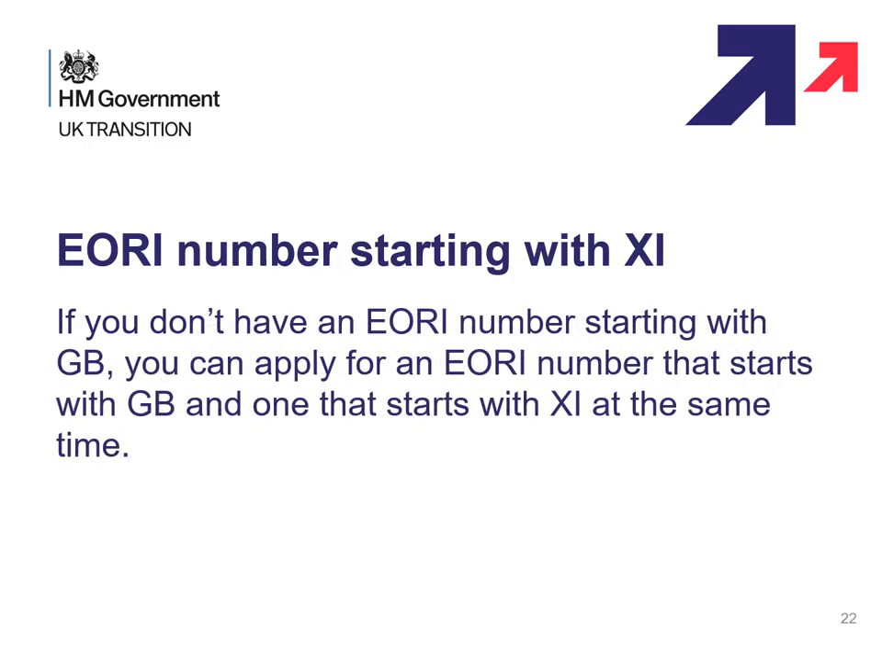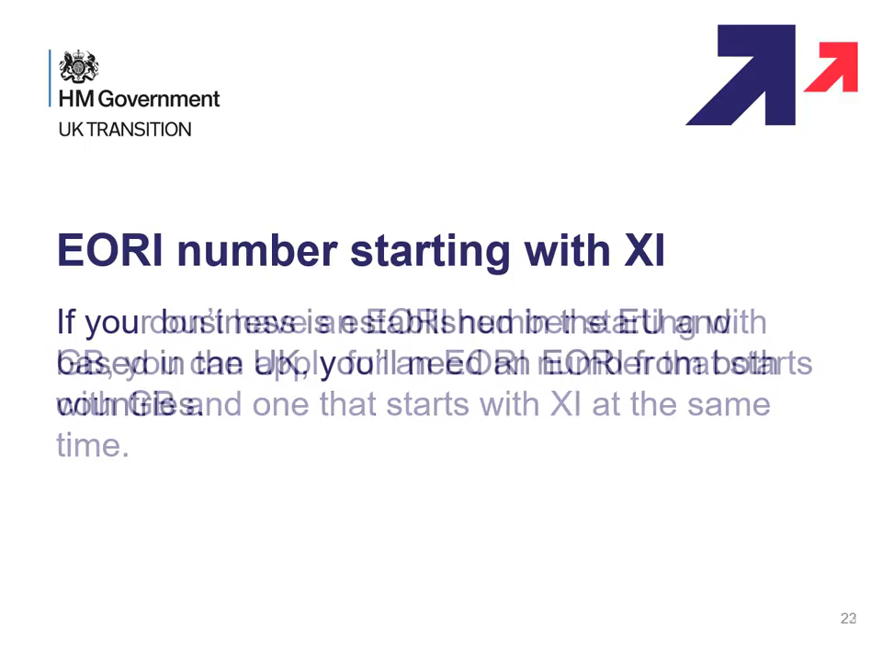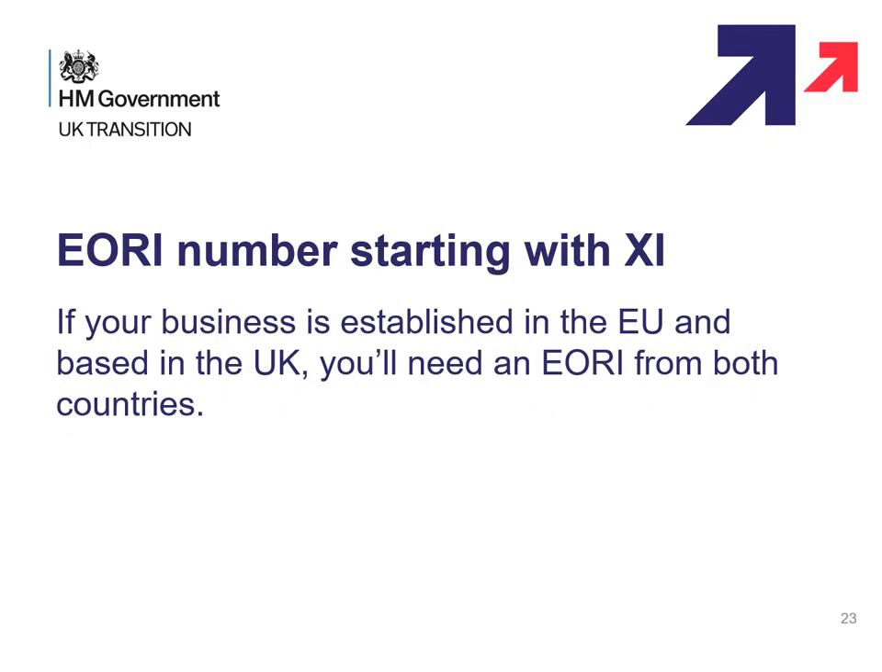If you don't have an EORI number starting with GB, you can apply for an EORI number that starts with GB and one that starts with XI at the same time. If your business is established in the EU and based in the UK, you'll need an EORI number from both countries.